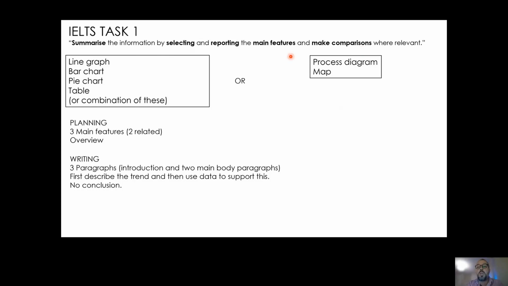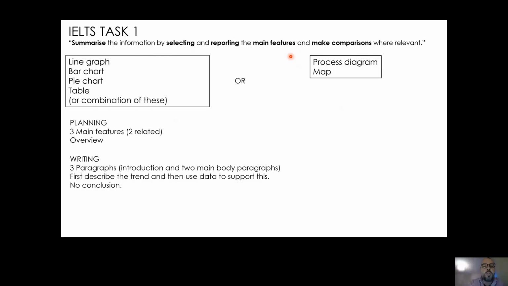Particularly if the process you're given is a linear process, a number of steps starting at one point and ending at another point. How do you identify what the main features are in that? How do you recognize connections between the main features? How do you make comparisons? It can be difficult when you're given a process diagram to not fall into the trap of simply listing step after step after step.